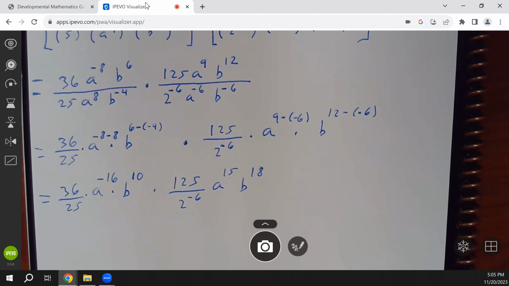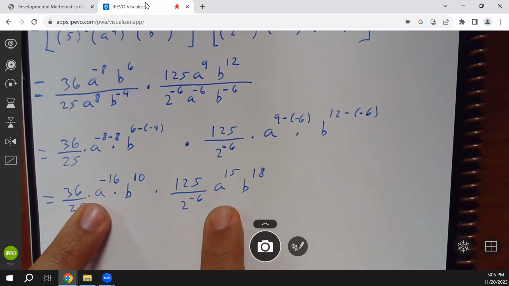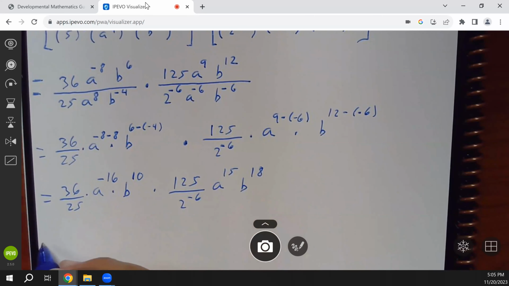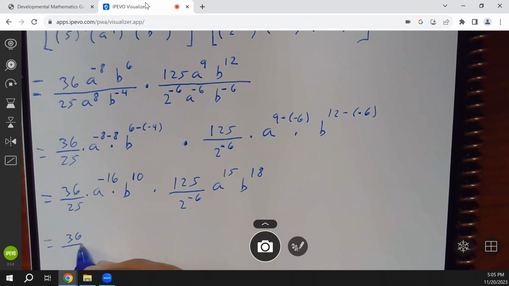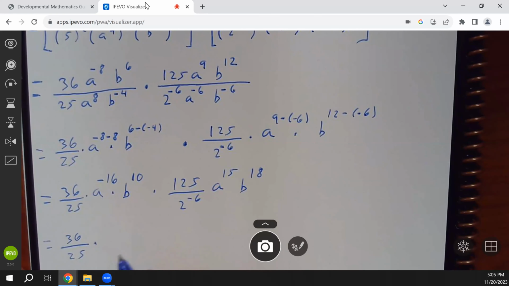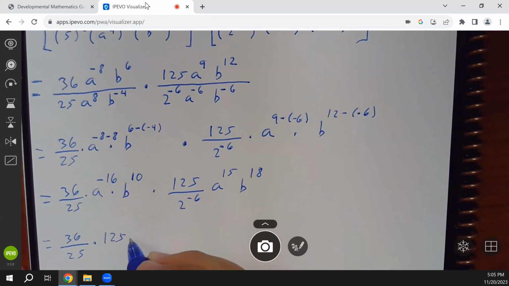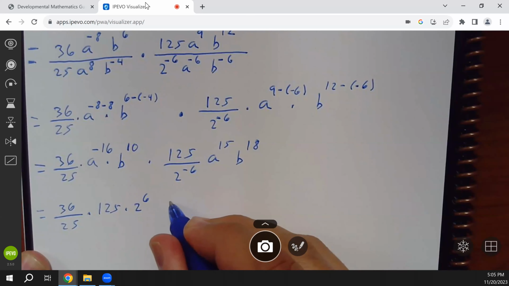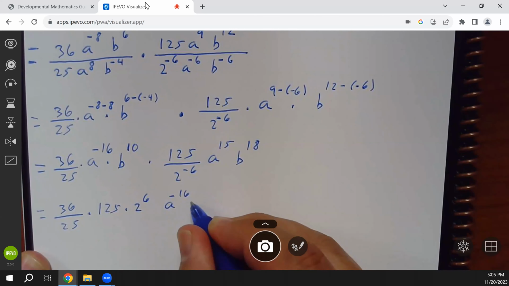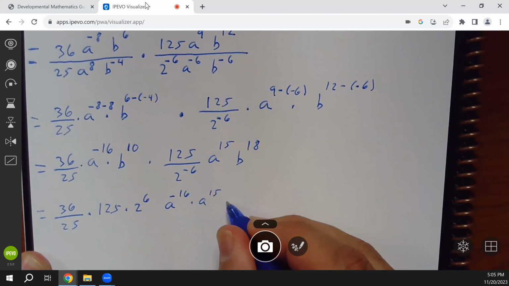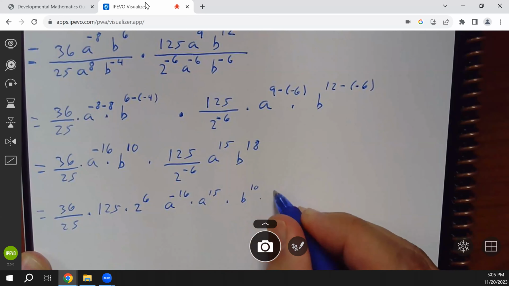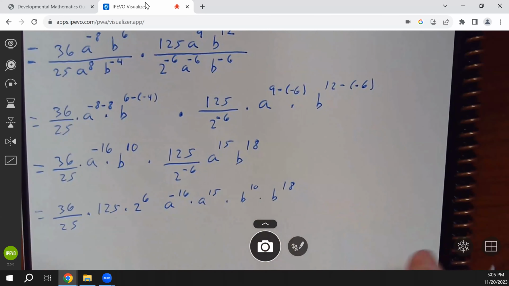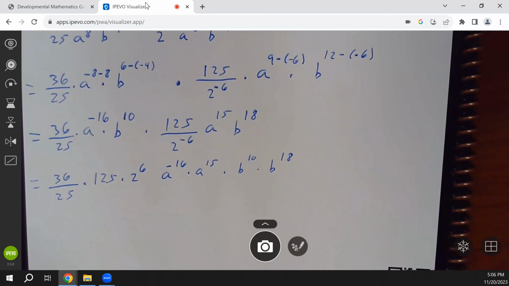Start grouping things that are the same. Group the numbers together, the A's together, and the B's together. Here's the number. It's to the negative 6, so I might as well bring it to the top, right? Make it positive. The A's you can move around if you want, but I'm just going to write them like this. I'm tired of doing extra steps. Just put them all next to each other, that's all I did.